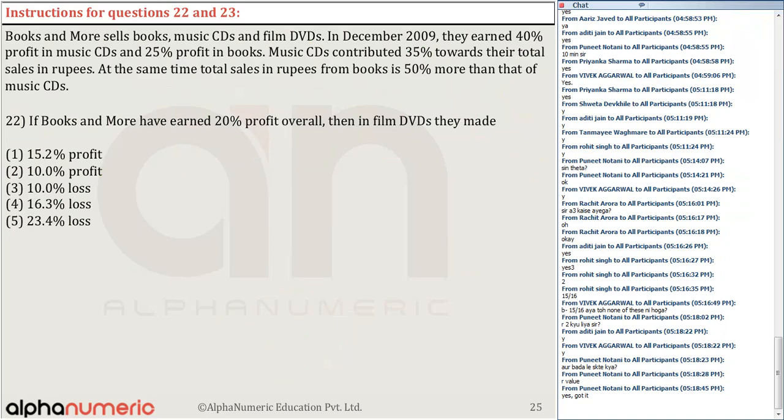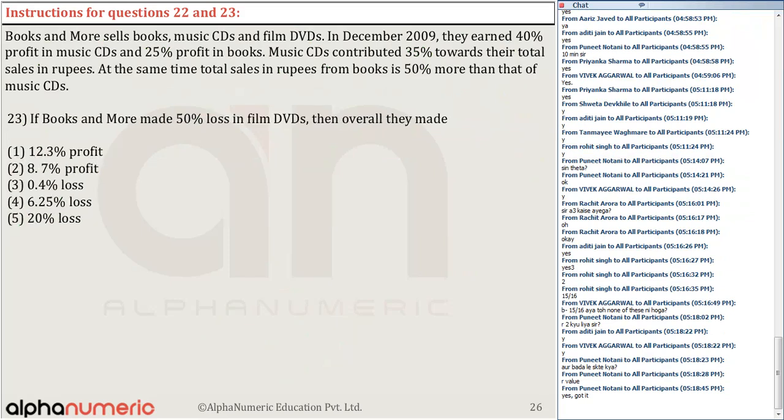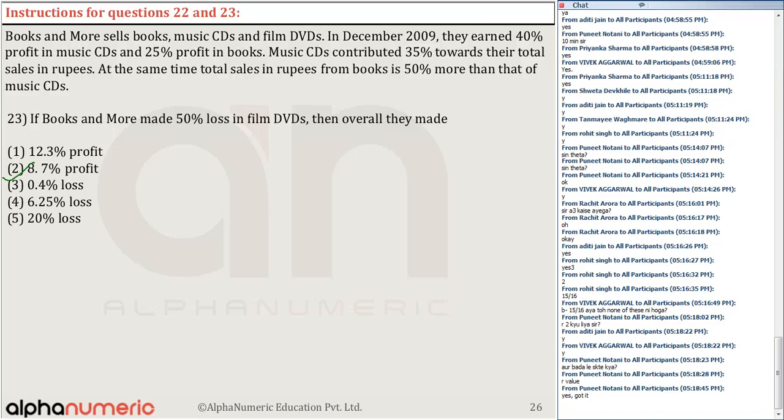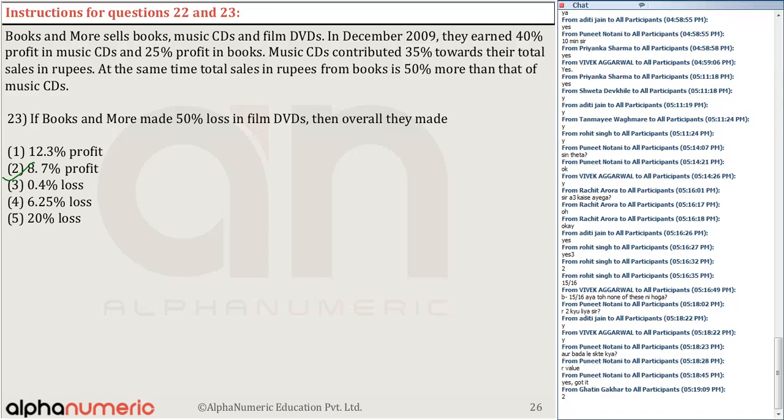22 and 23. Let's see. For 22, four of you are saying option E. The rest haven't attempted it. The correct answer for 22 is option 5. And for 23, the correct answer is option 2. Yes, so some of you have got it right, very few.